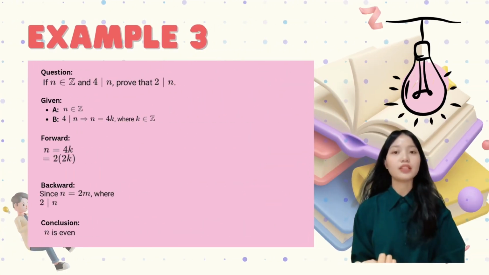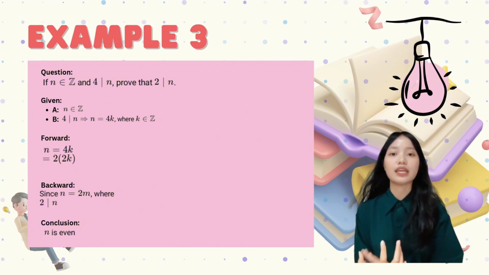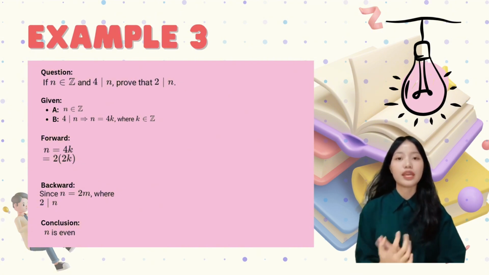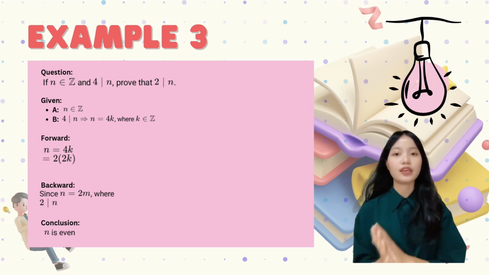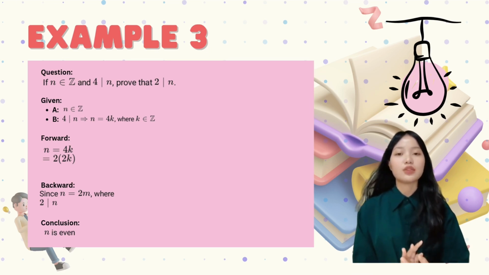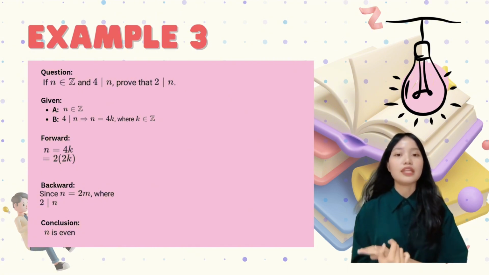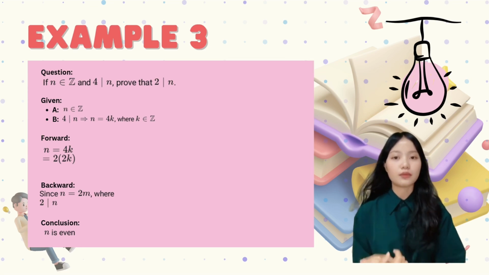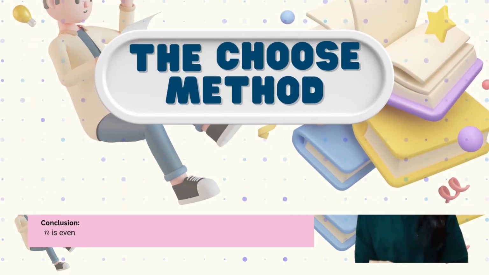For the last example, the question is, if n is an integer and n is divisible by 4, prove that n is divisible by 2. The given information is A, n is an integer, B, n is divisible by 4, which means n can be written as 4k, where k is an integer. Using the forward step, we rewrite 4k as 2 times 2k. Using the backward step, any number that can be written as 2 times an integer is divisible by 2. Therefore, n is divisible by 2.